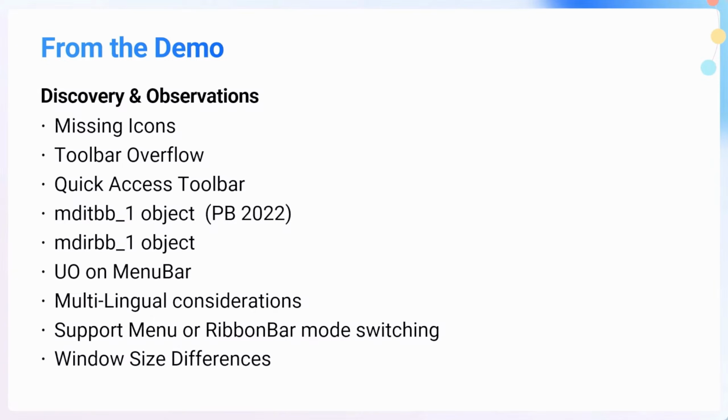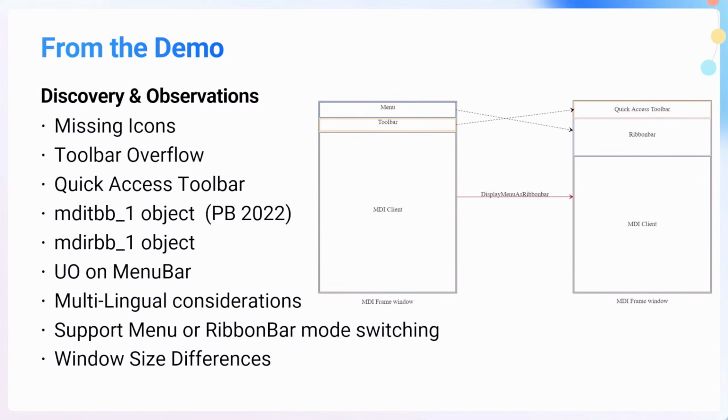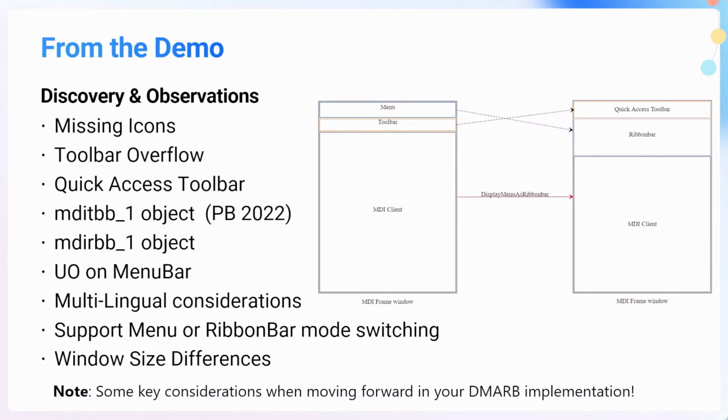And window sizing differences. We have some real estate issues here that we need to address as well. And you can see that here on the right-hand side image. You can see the MDI toolbar from the menu on the left-hand side. And of course, as soon as we go to display menu as a ribbon bar, we have a different real estate consideration. So the MDI client, where we actually have our MDI child or sheets as you call them, we need to basically think about that kind of real estate issue as well. Okay, so these are some of the key considerations in moving forward.